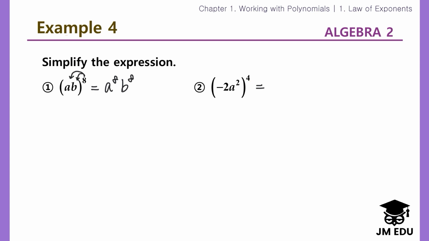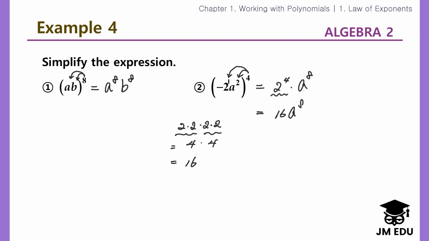Okay, number 2. Here, if a negative is multiplied 4 times, an even number of times, then it's going to be positive. So the negative becomes a positive, and 2 to the power of 1 times 4 is 2 to the power of 4. And a to the 2 times 4 is a to the 8. So 2 to the power of 4 is 2 times 2 times 2 times 2, 4 times 4, which is equal to 16. So we have 16 a to the power of 8.